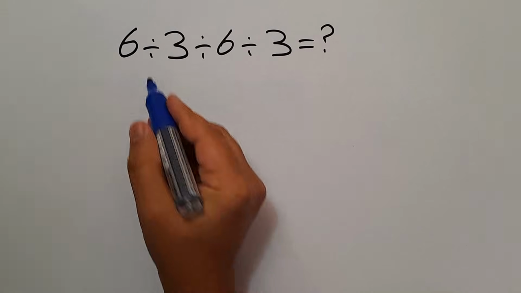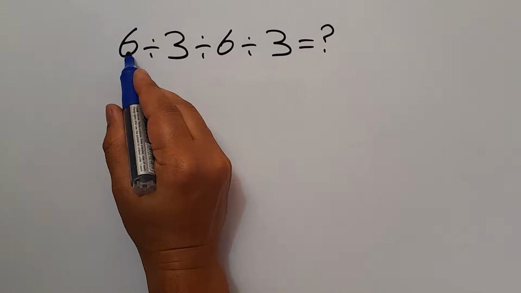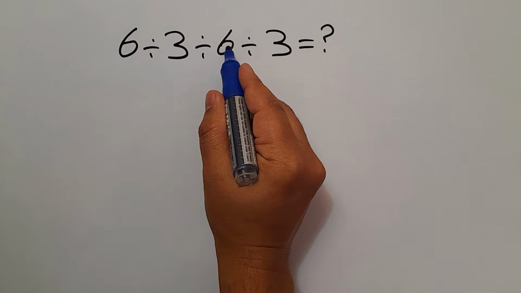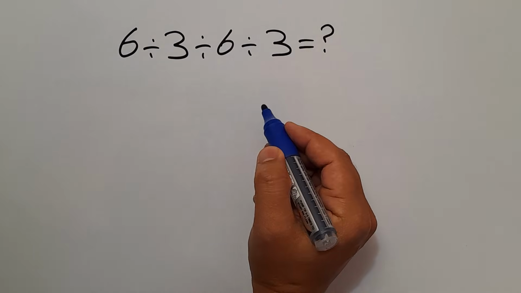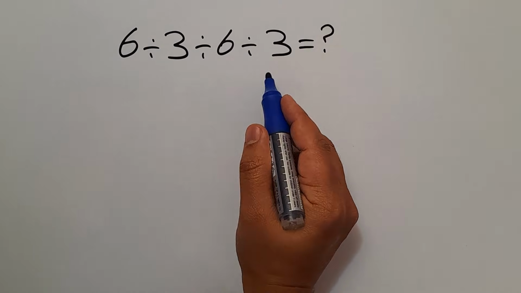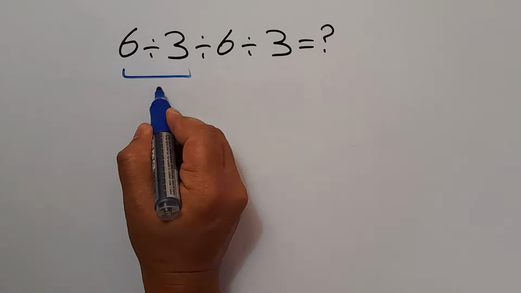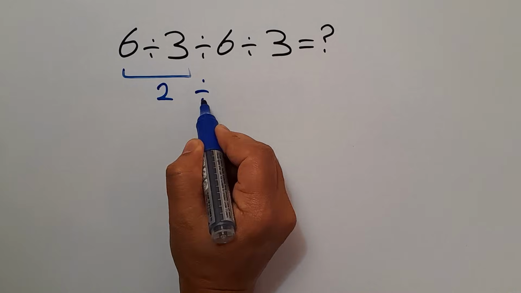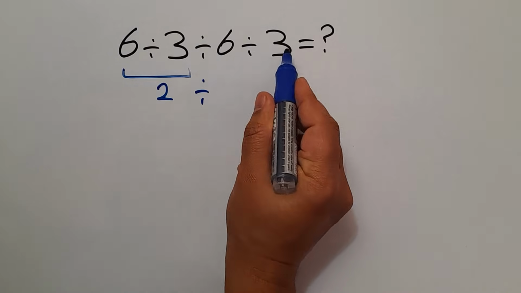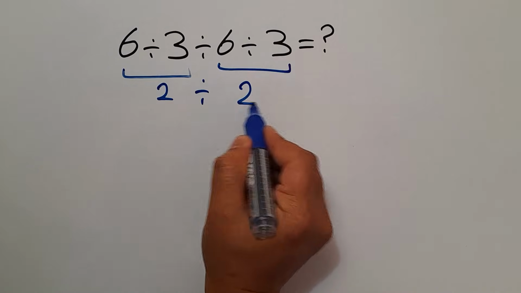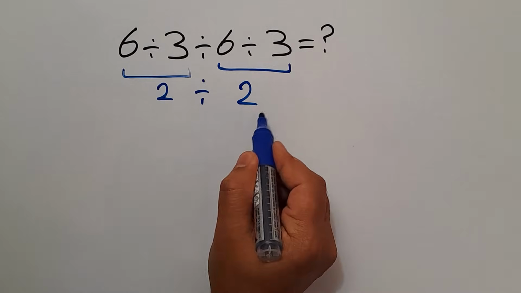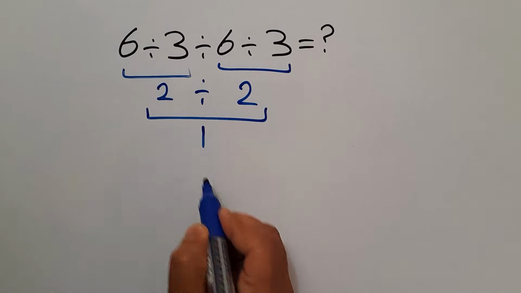In this video we want to find the value of this expression: 6 divided by 3 divided by 6 and divided by 3. Are you ready to solve? Let's go ahead and get started. 6 divided by 3 gives us 2. So 2 divided by, and again we have here 6 divided by 3 which equals 2. So 2 divided by 2 equals just 1.